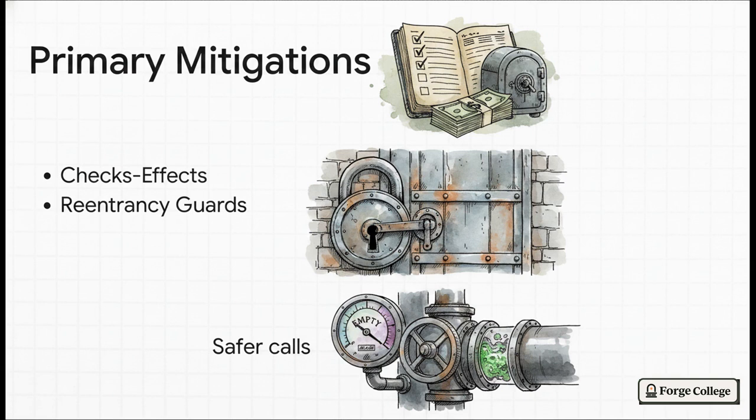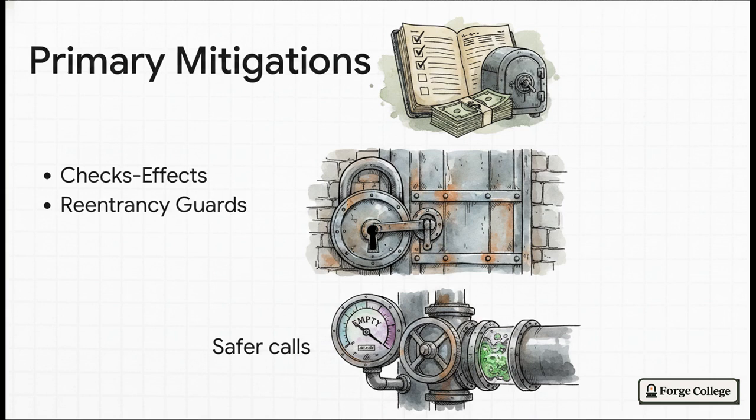We've got 3 industry-standard mitigations detailed right here. First up, the checks-effects-interactions pattern. This is exactly what we just saw. You do your checks, you apply the effects by doing the math and updating the state, and only then do you interact with the outside world. Seriously, simply doing the math before handing over the money solves a multi-million-dollar problem.